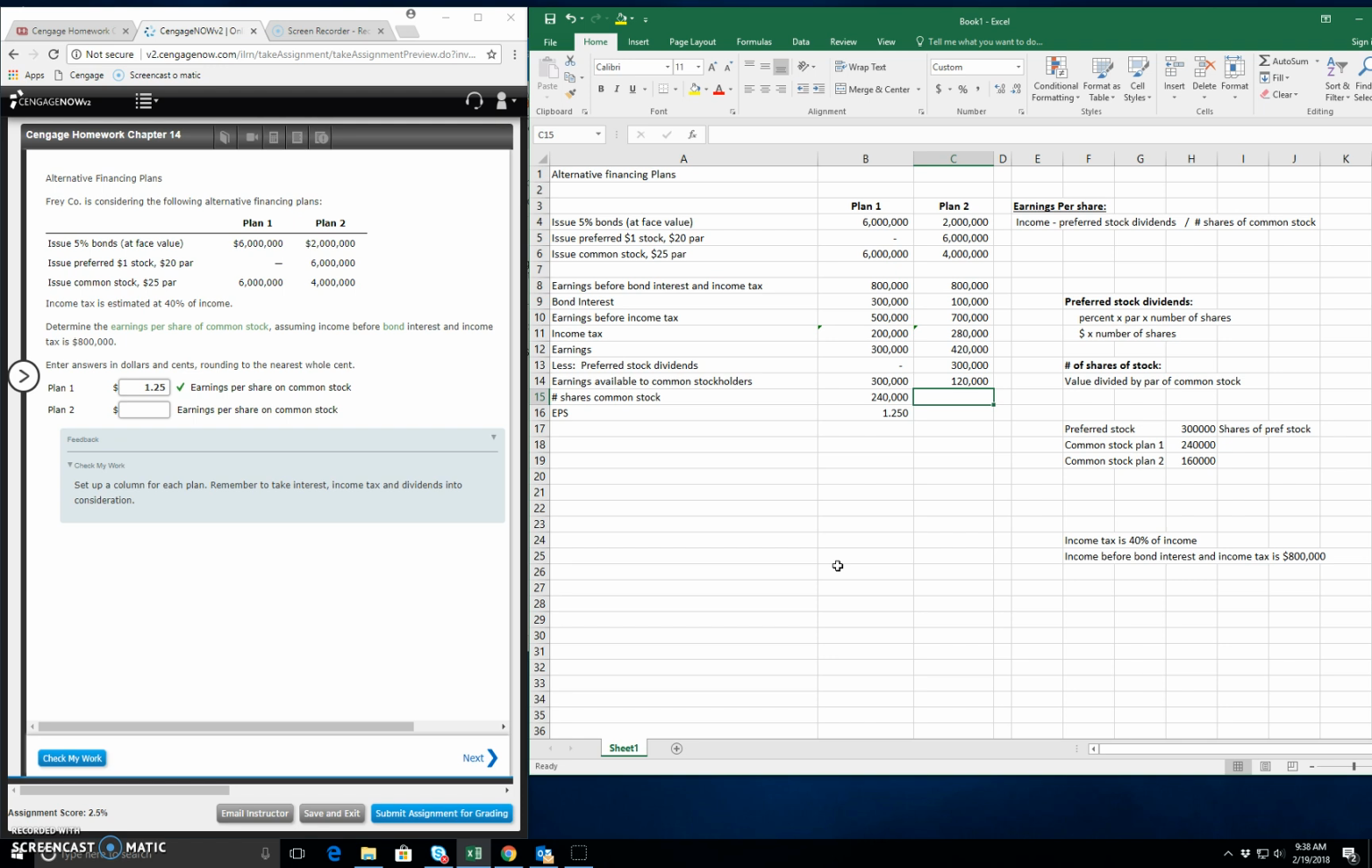Number of shares of common stock in Plan 2 is equal to the 4 million divided by 25, so that's 160,000. Now I'm ready to divide: my income minus preferred stock dividends divided by number of shares of common stock. So my earnings per share is 75 cents. I'll put it in, I'll check my work, and we got it right. So let me know if you have any questions.